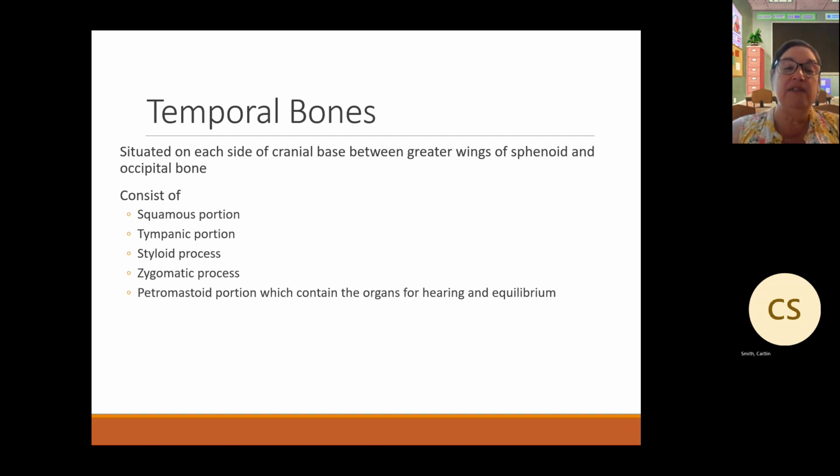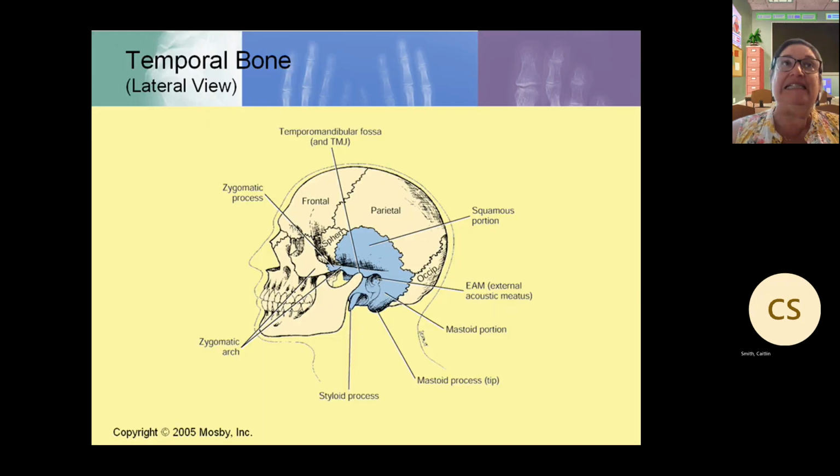The petromastoid portion is the densest part of the skull and very difficult to fracture. In the temporal bone, the squamous portion is the thinnest, and that's the easiest to fracture. And we'll take a look at that.